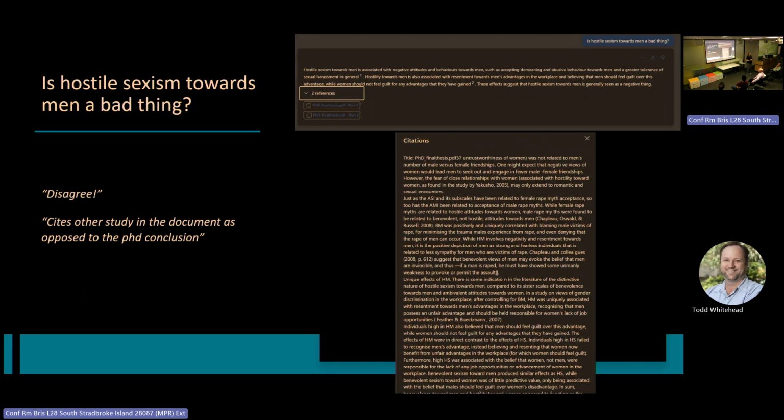This was her, let's go for a big gun blazing one: is hostile sexism towards men bad? And it completely got it wrong. What I did here, I could zoom in, but my pointer is not connected to my computer, was I made it show me where it got the information from. So where it pulled its information from was this citation in a PhD.